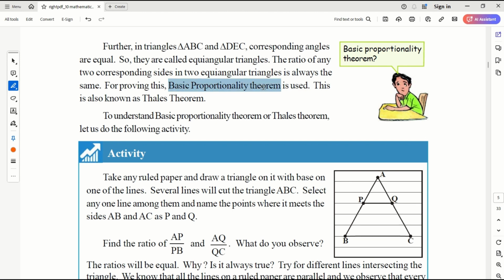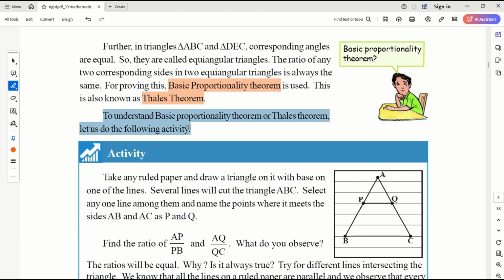This is the basic proportionality theorem we can use to prove it. This is also called Thales theorem. With this we can prove that if the corresponding angles of two triangles are the same, then we can call them similar triangles.